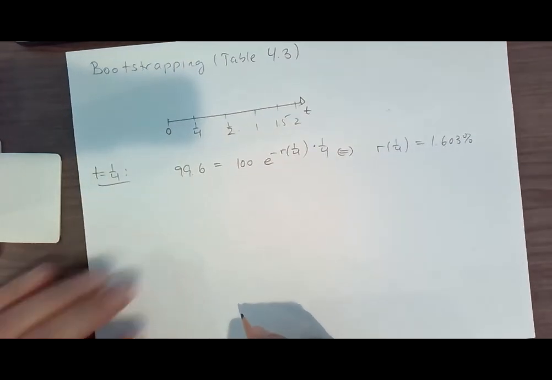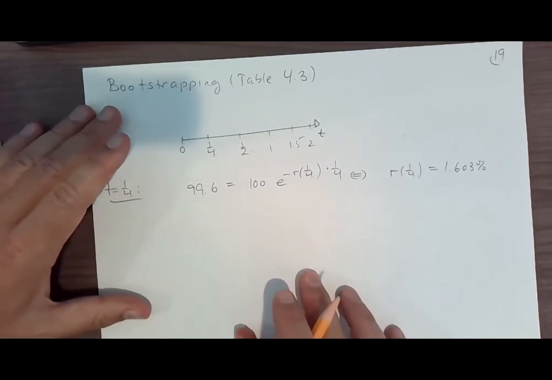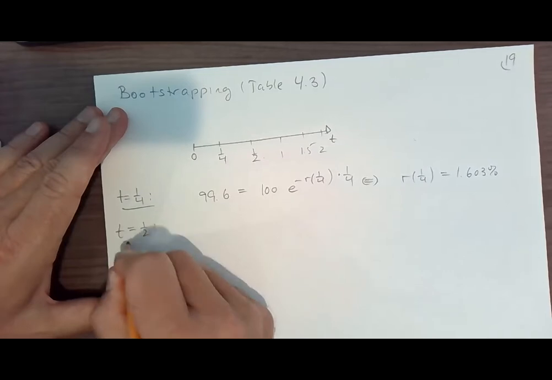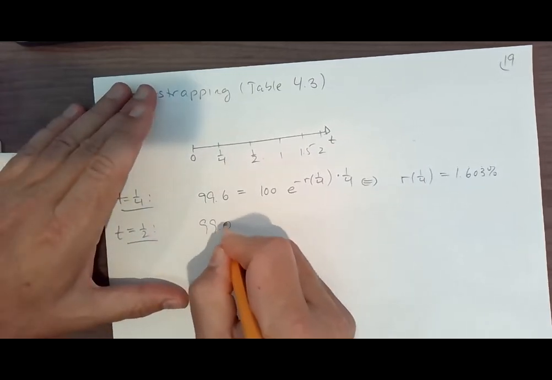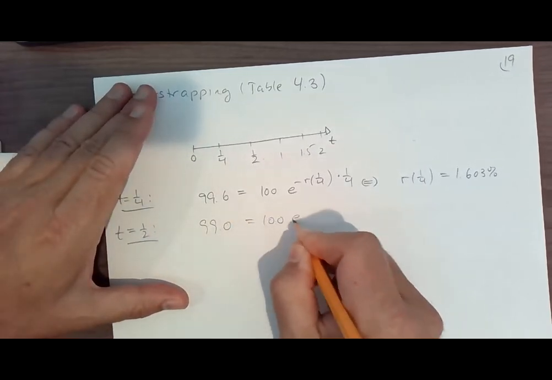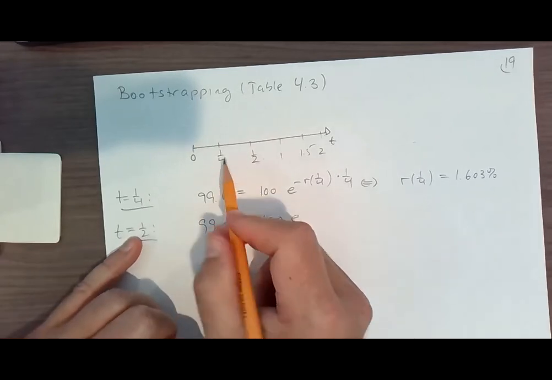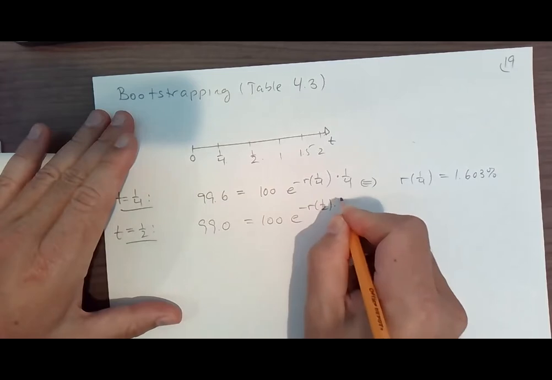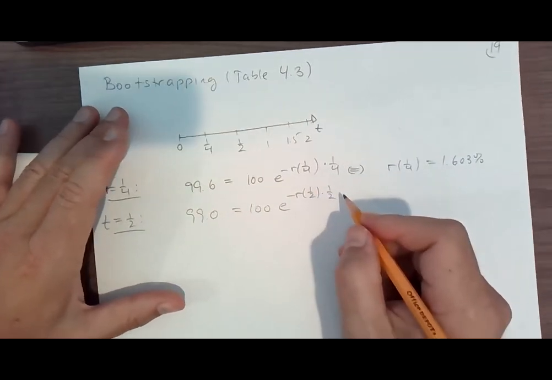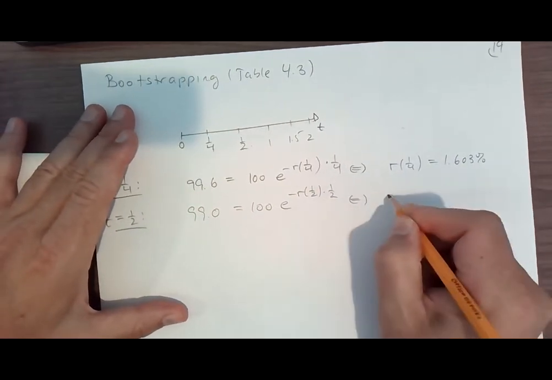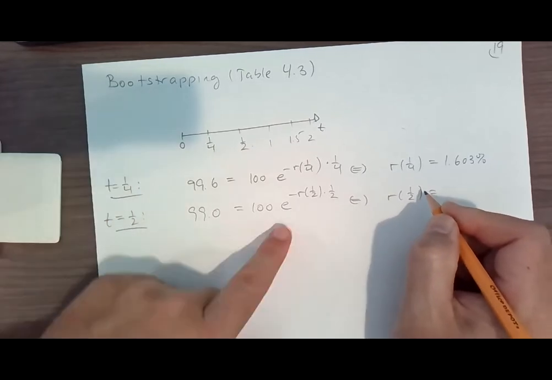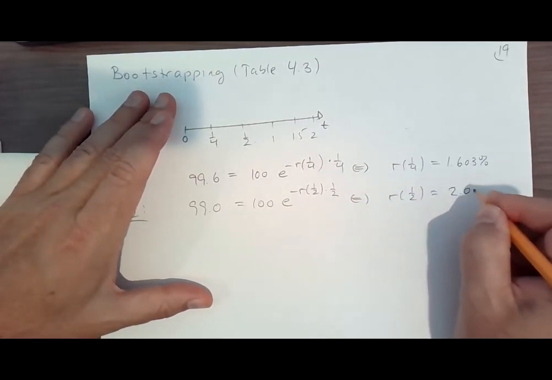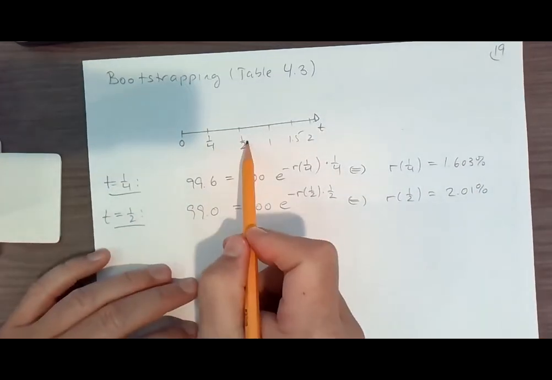So the first 3 bonds do not pay any coupons. You only have this payment at the end of 100. So the next one is at a half. That one is trading for 99. And I solve a similar equation. Instead of getting the payment at a quarter, I'm getting it at half a year. This is minus R of 1/2 times 1/2. I'm doing continuous compounding. So R of half, solve this equation, divide over, take log, and I'm getting 2.01. So that's my second interest rate.